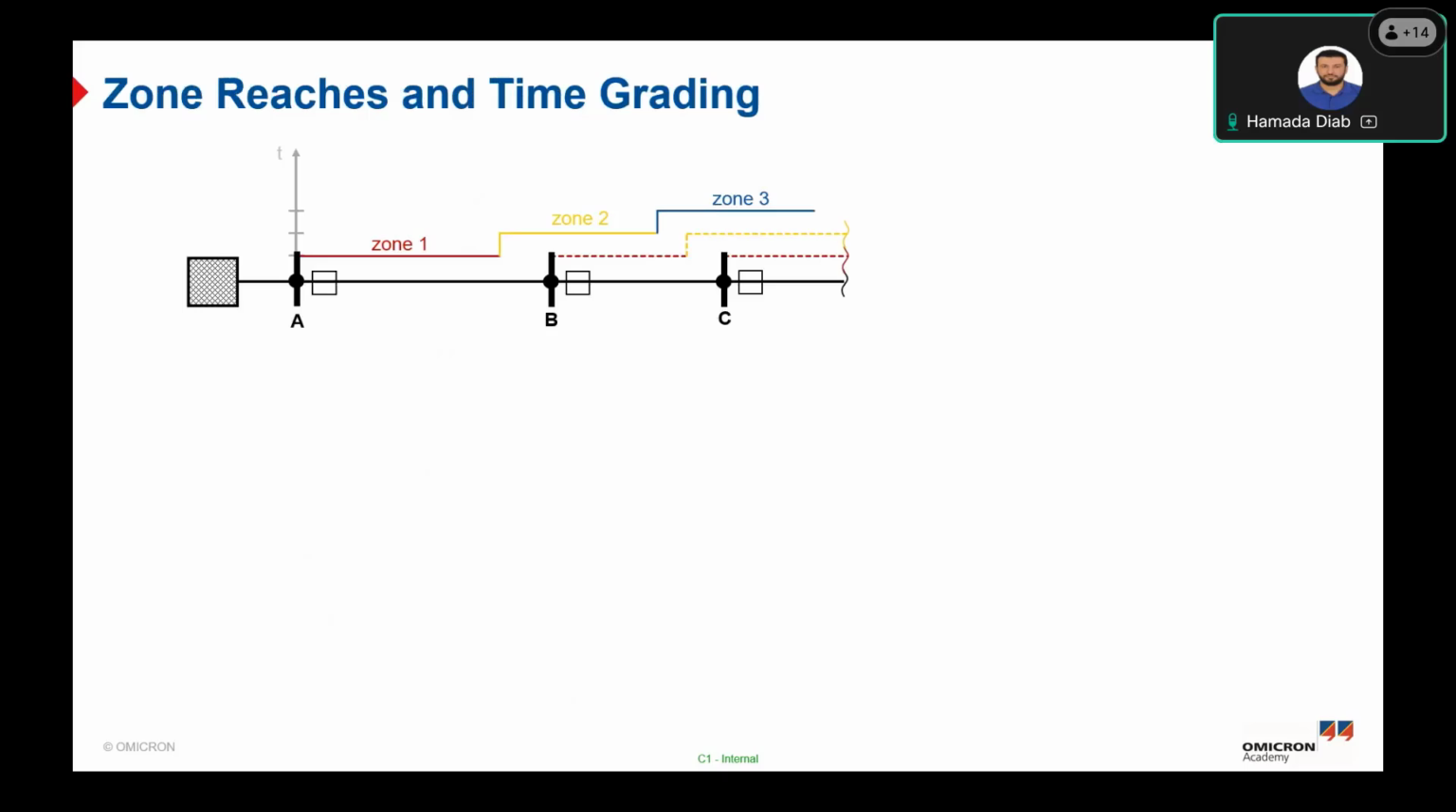Now we will talk about how to make time grading between zone reaches, to provide selectivity for our protection system, and also to prevent unselective tripping. In our example here, we see a line with 3 sections, with each section protected by a distance protection relay. We will focus now on the distance relay in section A. As you can see here, we have the incoming feeder, bus A, bus B, bus C, and circuit breaker A, circuit breaker B, circuit breaker C, and different relays for each line segment.